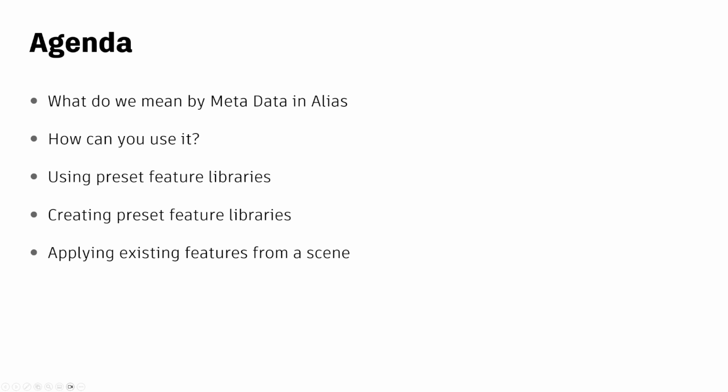So this is what we're going to go through today. What do we mean by metadata in Alias? How can we use it? Using preset feature libraries to apply them into your data sets. Creating those libraries as well, how do we do that? And then applying existing features from a scene. So we're going to take a feature that's in a scene and apply it into other parts. So first of all, let's just look at what metadata is.